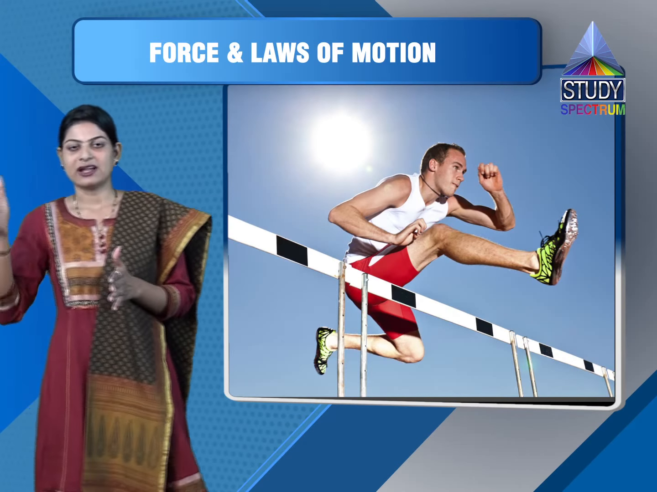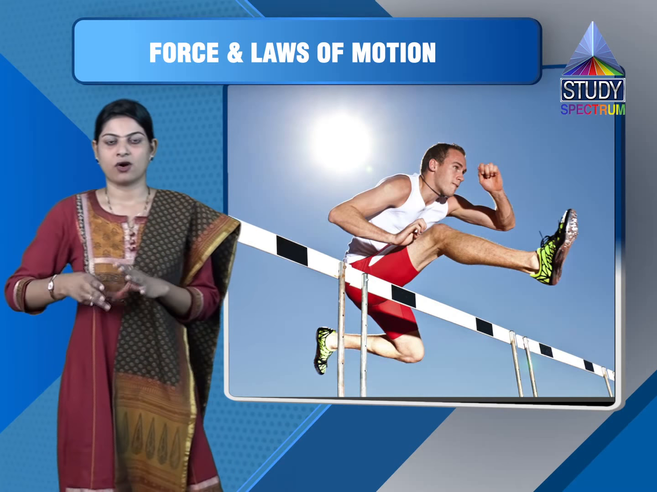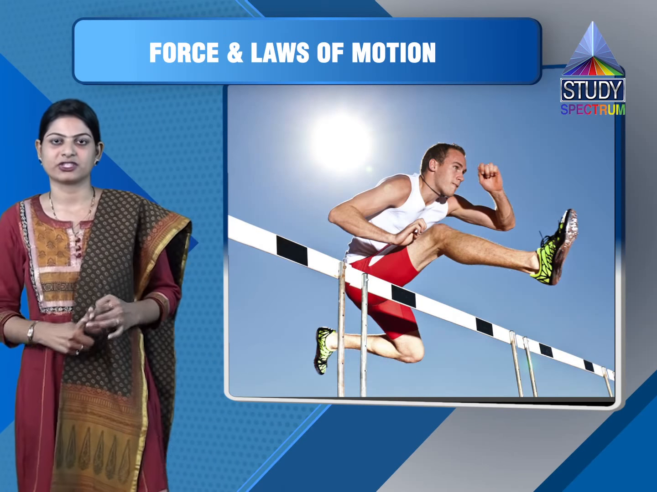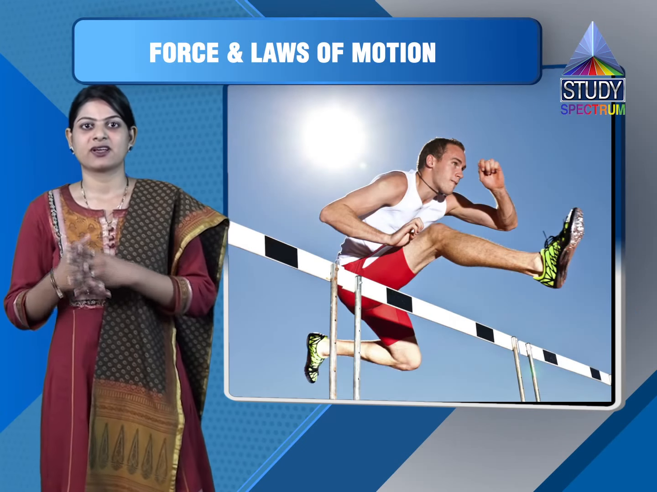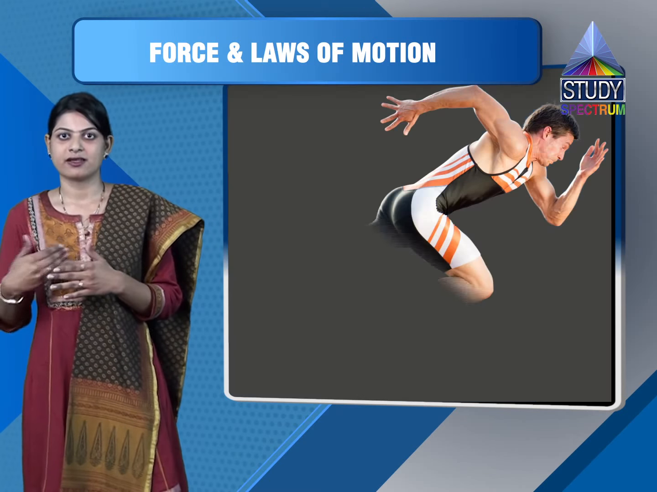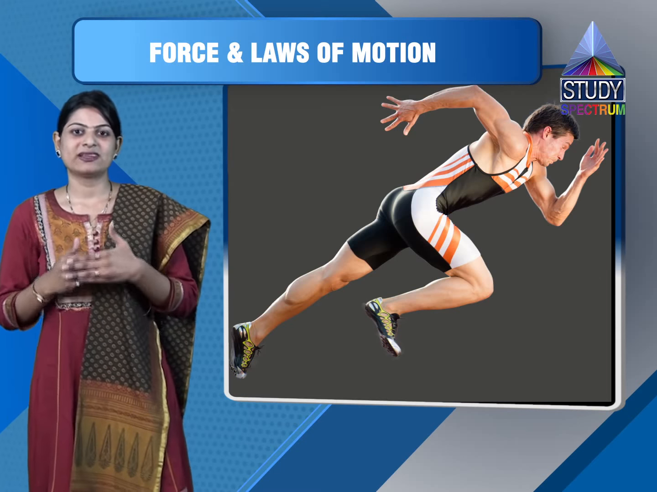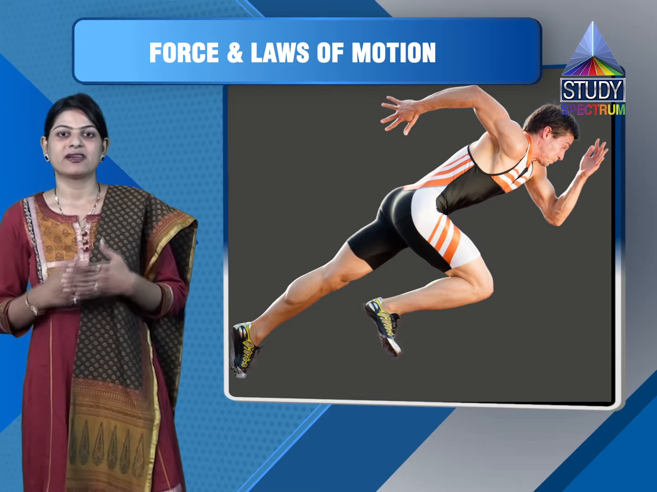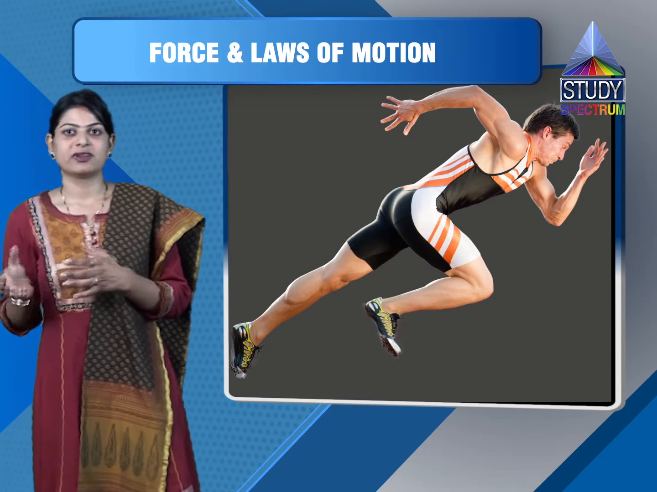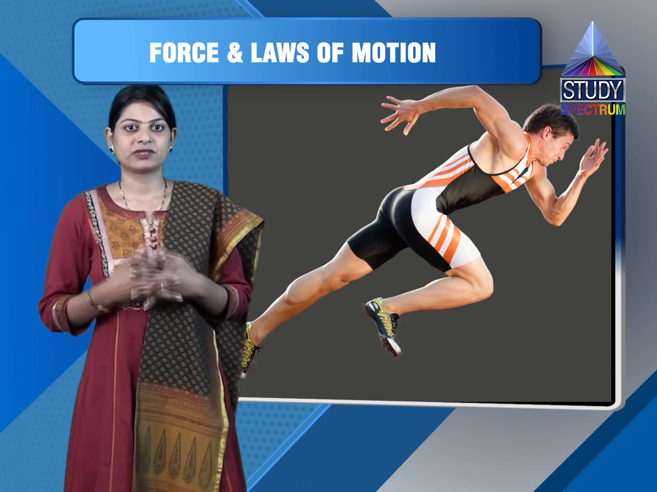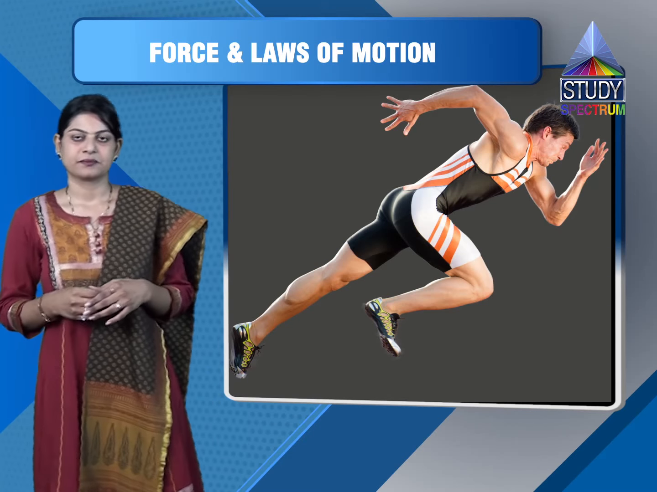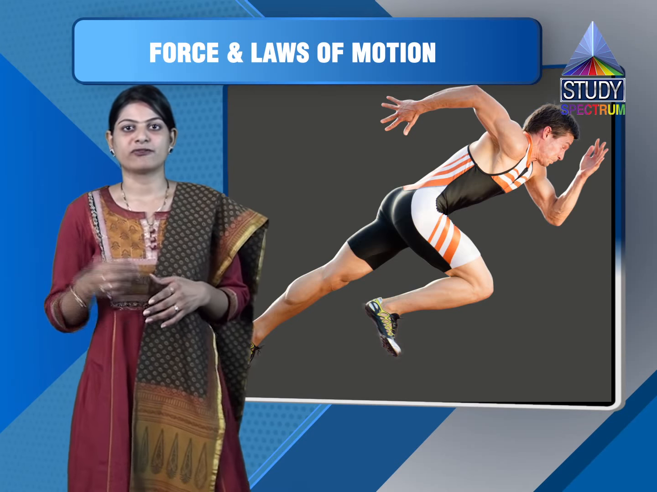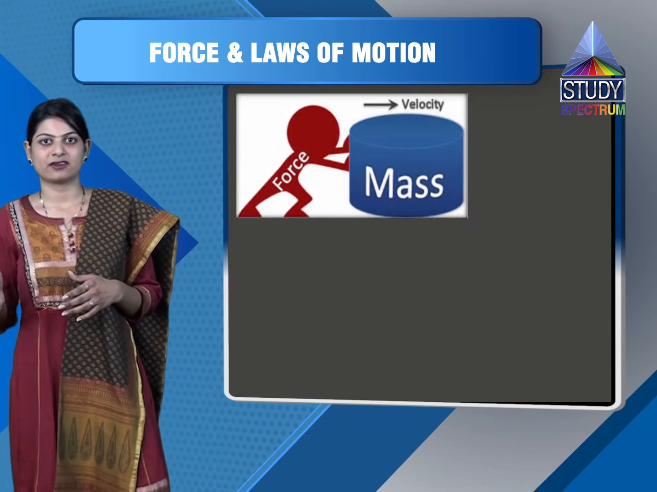I can help you with that. Actually, the third law, that is the action and reaction, because in a high jump, an athlete always takes a run before jumping. Why does he do that? And which law of Newton applies here? With the help of which law does the athlete do this? This is because of both the laws, second and third.